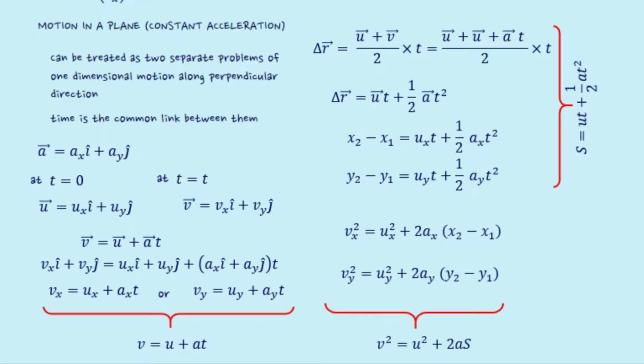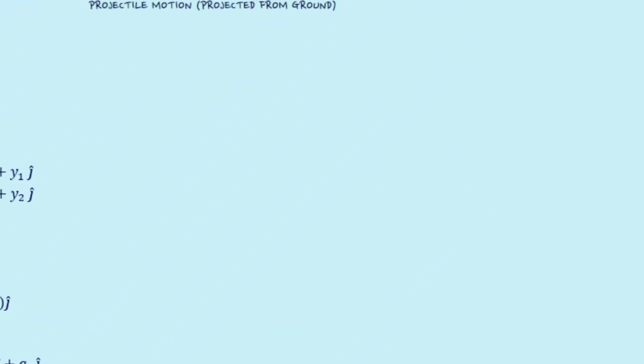Now let us discuss projectile motion. When an object moves under gravity near the surface of the earth, then the acceleration acting on the object remains constant. This kind of motion is termed projectile motion. Here we assume that throughout the movement the acceleration due to gravity doesn't change and air resistance on the object is zero.